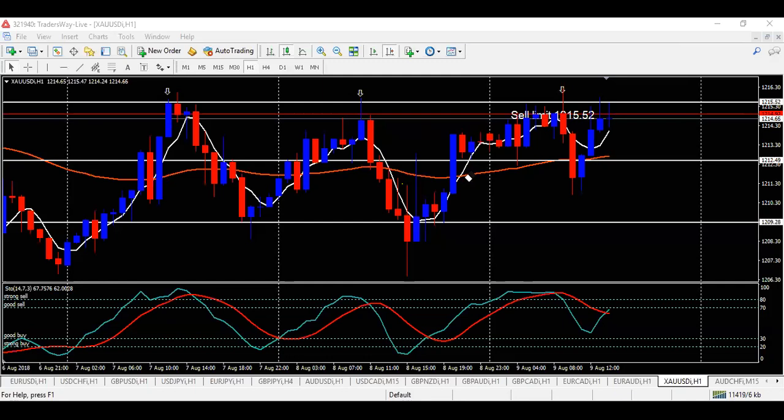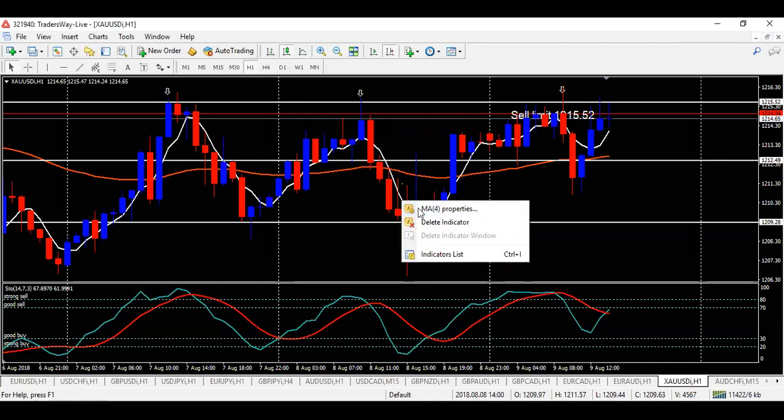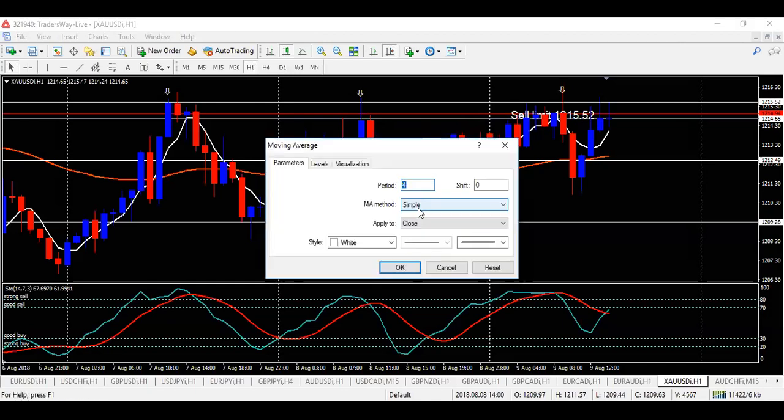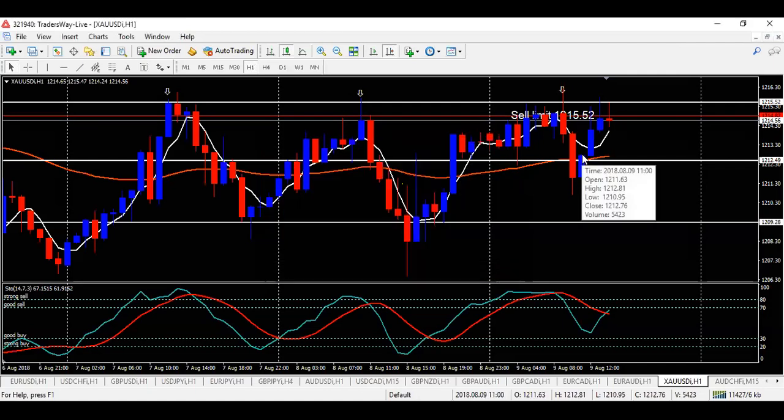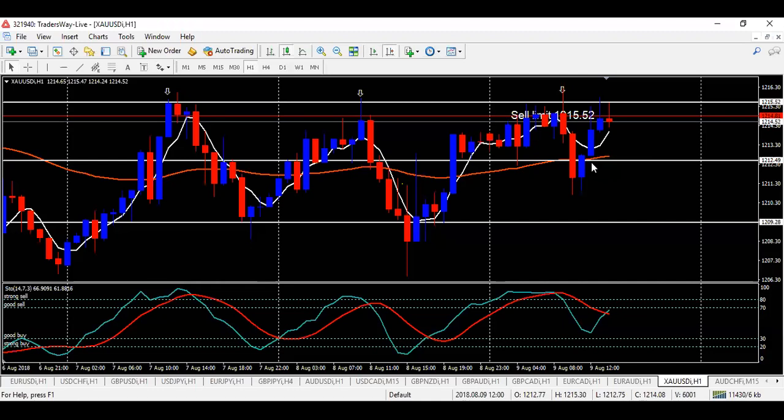Okay. The 4 is simple. Yes, the 50 acts like a support and resistance line. The 50 does act like a support and resistance line a lot. The 50 moving average does do that.